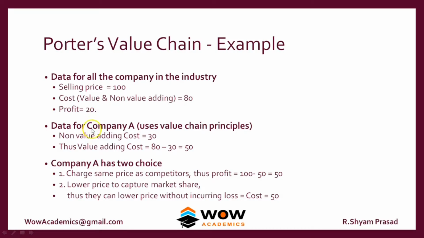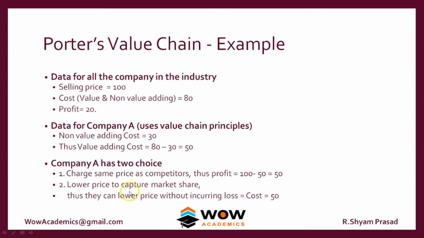There's a company which finds out that the non-value adding activity is around some 30 rupees. So the only value adding activity that the company does is for 50 rupees. See, now company A has two choices. Either charge the same price as competitors. So all other companies are charging 100, this company also charges 100, but they are only doing the value adding activities, so there is only 50 rupees of it. So 100 minus 50 comes to 50. So the profit that this company can make is 50.